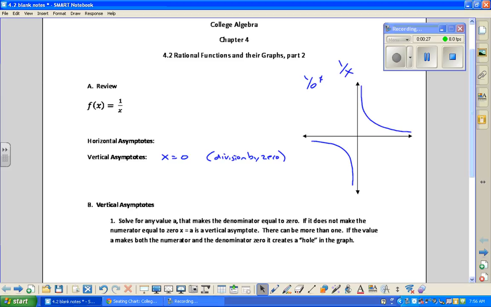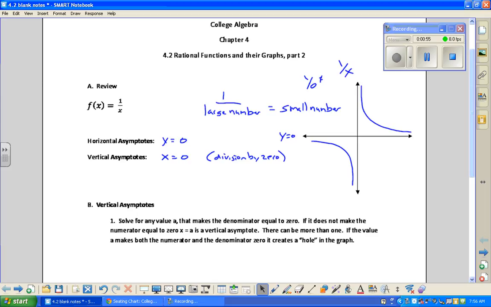And then our horizontal asymptote was going to be at y equals 0, because as x gets very large, 1 over a large number equals a small number. And as that gets bigger, the other ratio gets smaller.